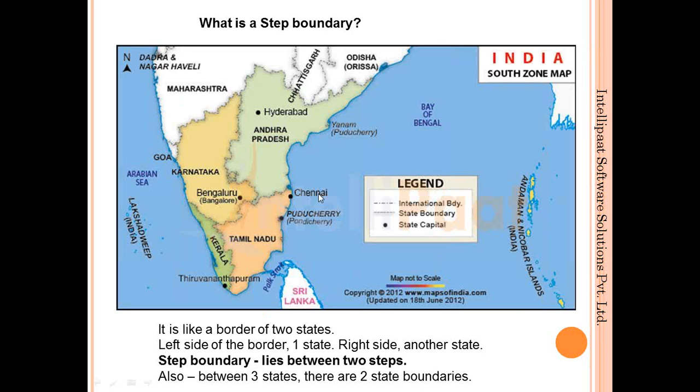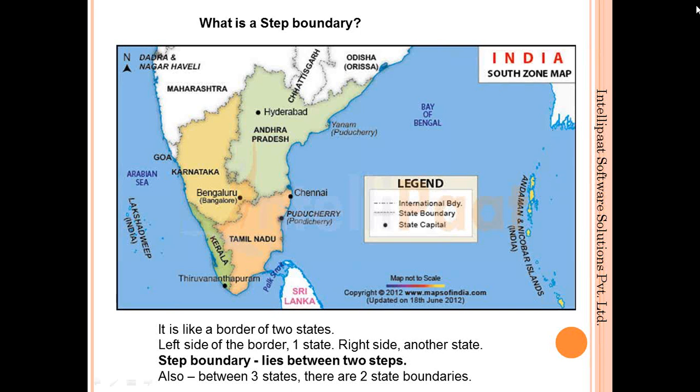They have shown a beautiful map of India, and there are various states. The example we are going to take is like a border of two states. You can see Tamil Nadu, on one side we have Karnataka, on one side Kerala, and on one side Andhra Pradesh. So left side of the border is one state, right side another state. A step boundary lies between two steps. If you talk about this map, the step boundary is nothing but the line between two states. That is what we call the step boundary.